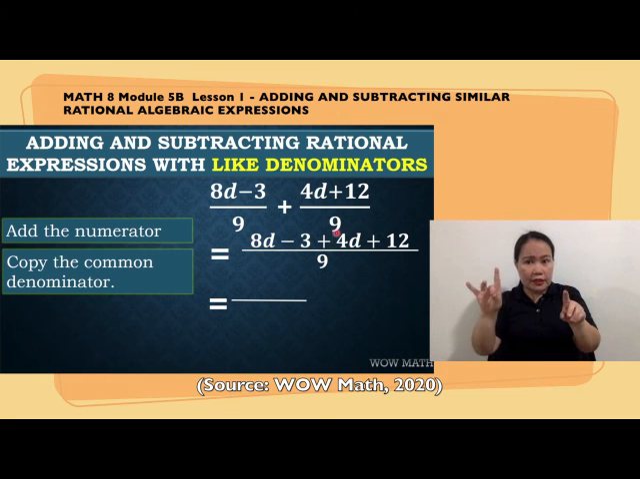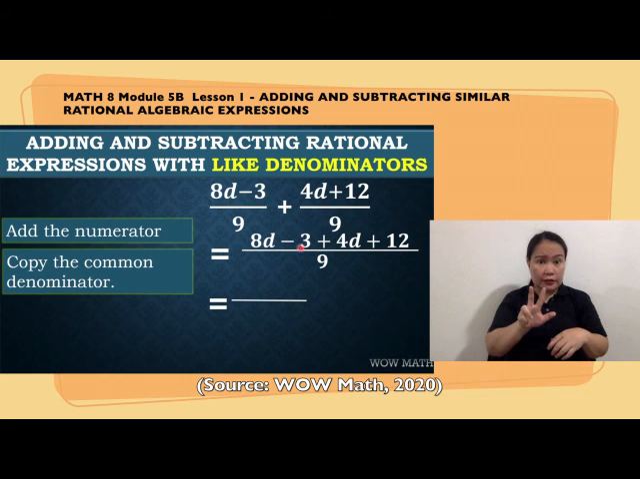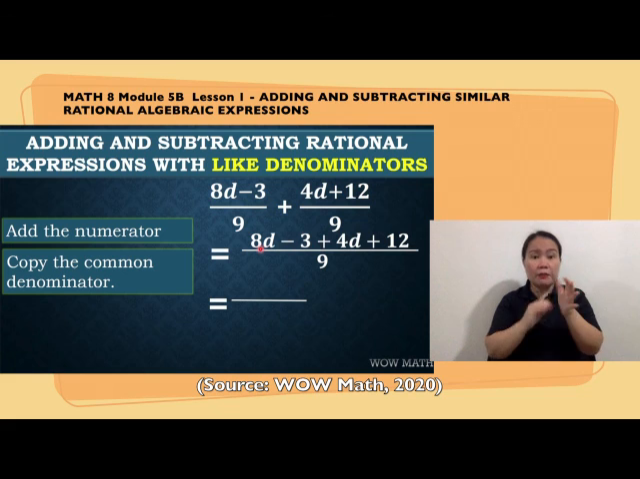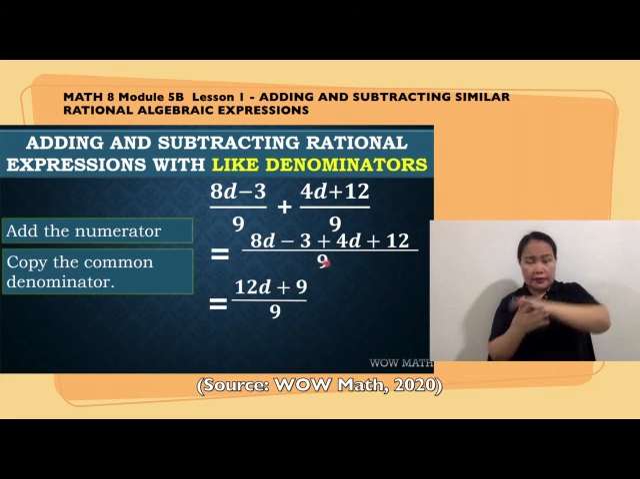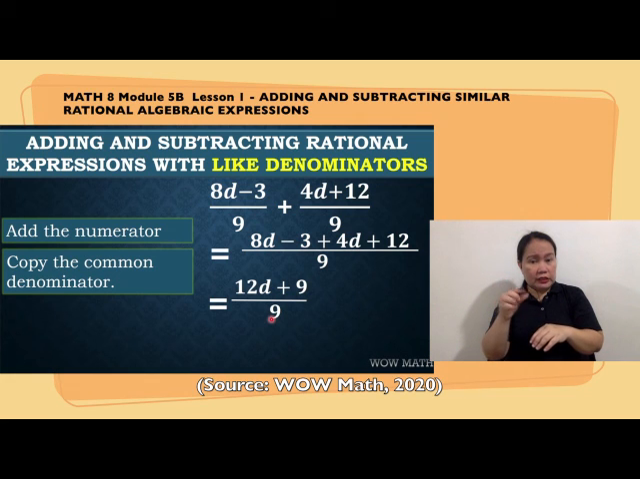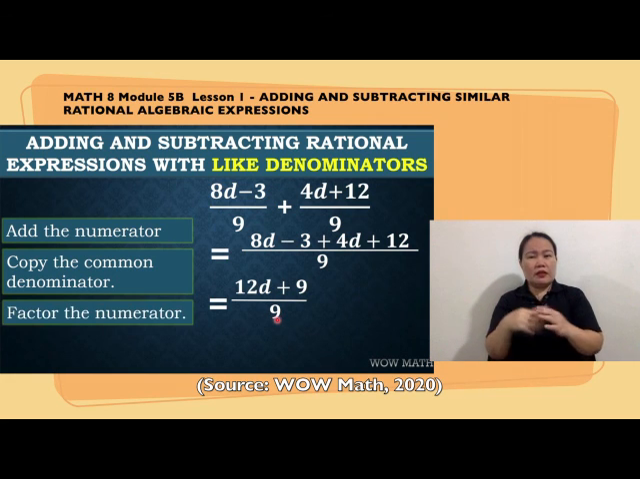So, 8 plus 4, that is 12D. And then negative 3, ito pareho silang constant, and 12, that is 9. So therefore, we will have 12D plus 9. And then, copy your denominator. Okay? Now, next is you have to factor the numerator.